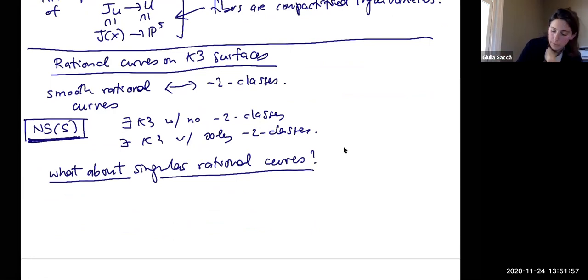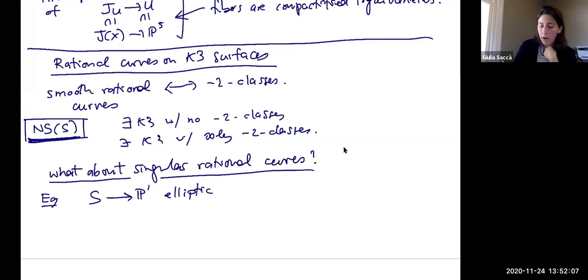Let me give you an easy example here. If I look at an elliptic K3, and I assume it's general in moduli, then I'm going to have a bunch of singular curves, which I'm going to assume are all irreducible.